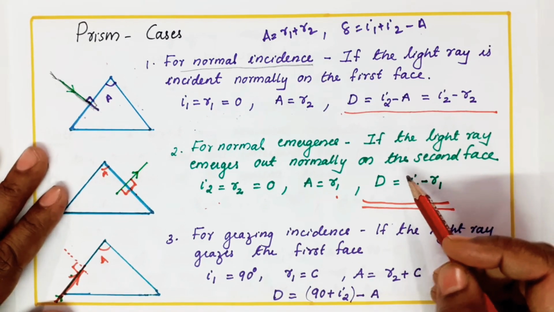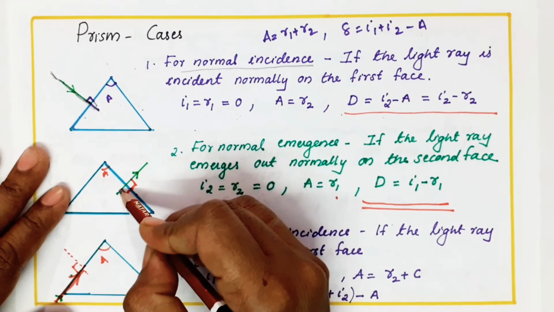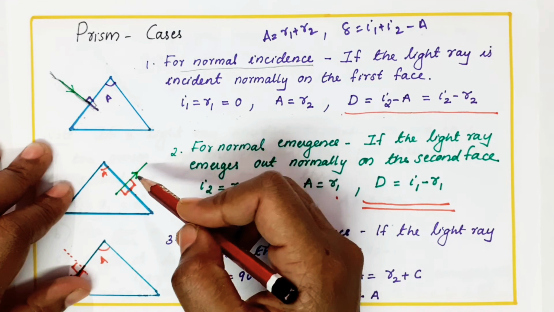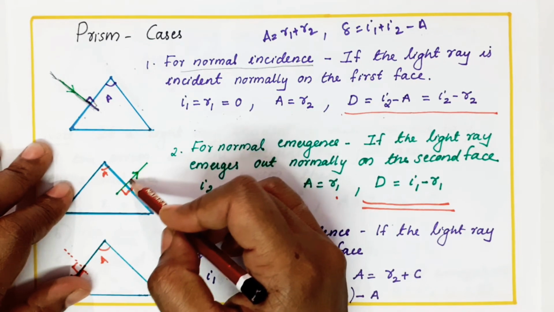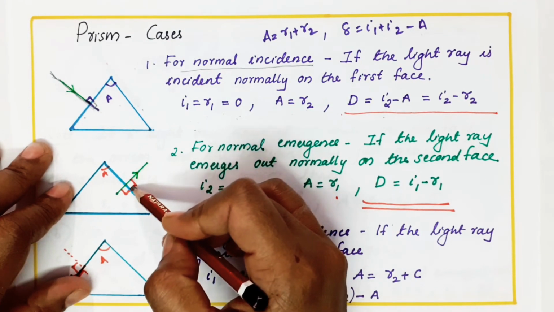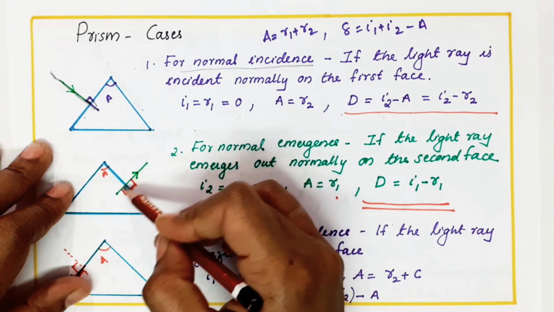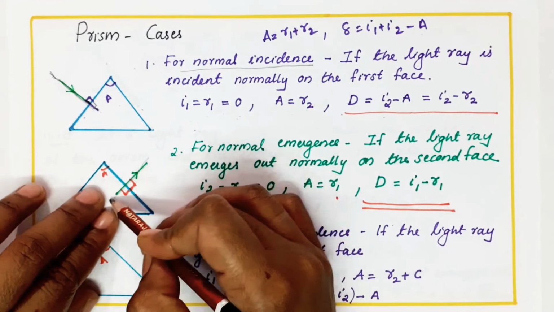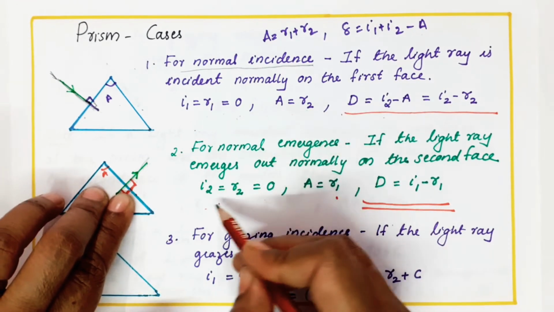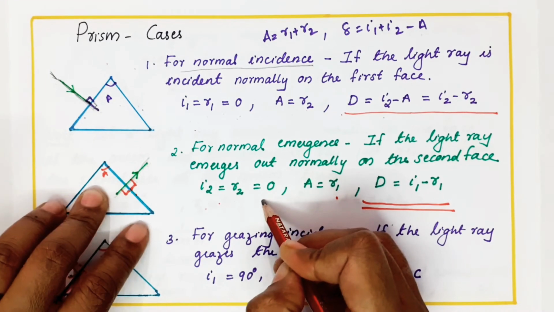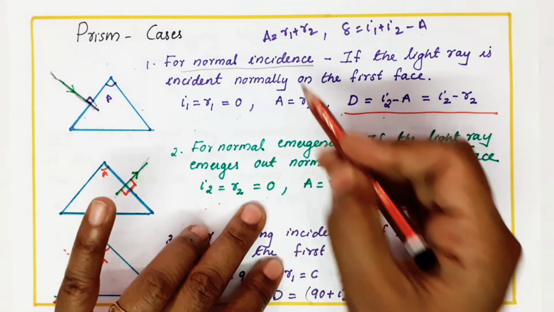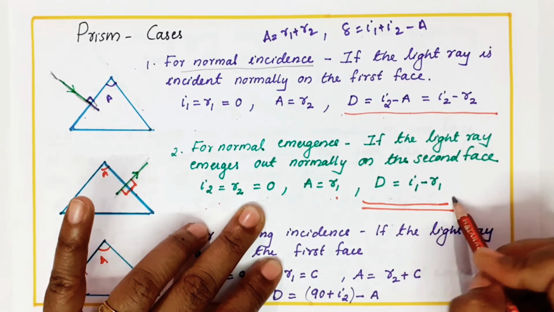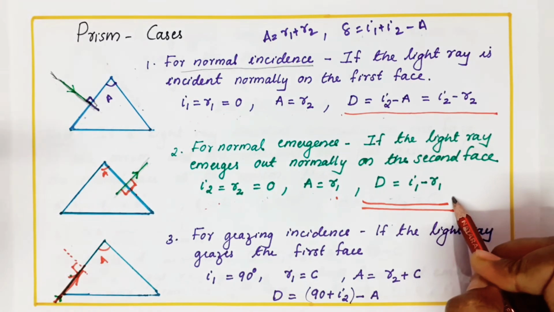Second case: normal emergence, that means the emergent light ray comes out along the normal. So I2 is 0, because if you draw a normal here, it lies along the emergent ray. So I2 and R2 are 0. If I2 and R2 are 0, A equals only R1. And delta equals I1 minus R1.